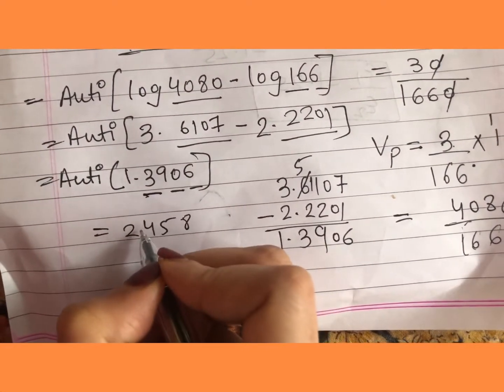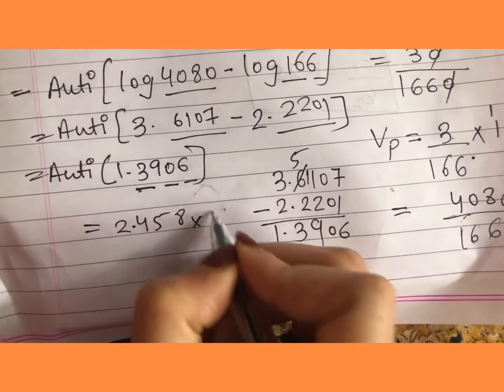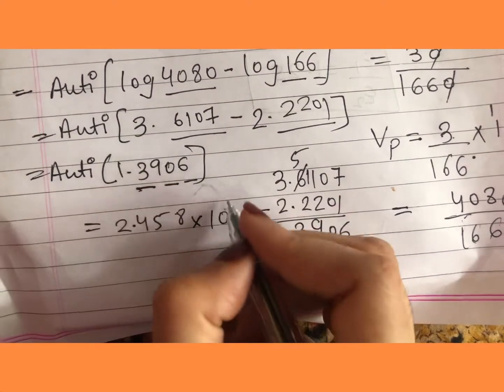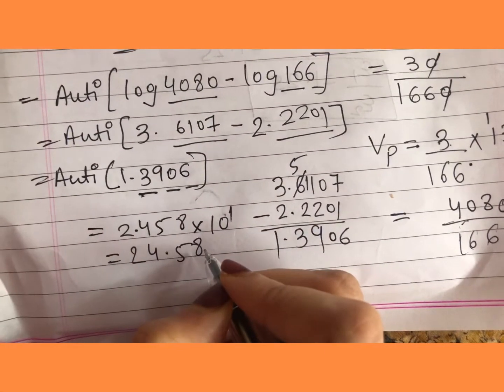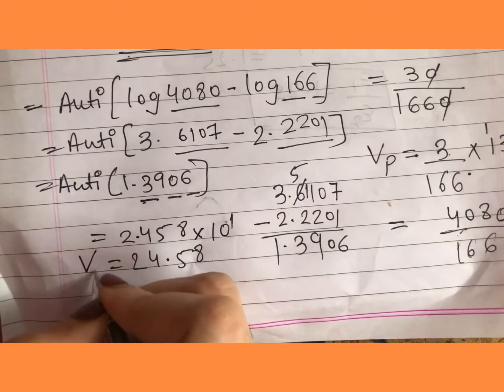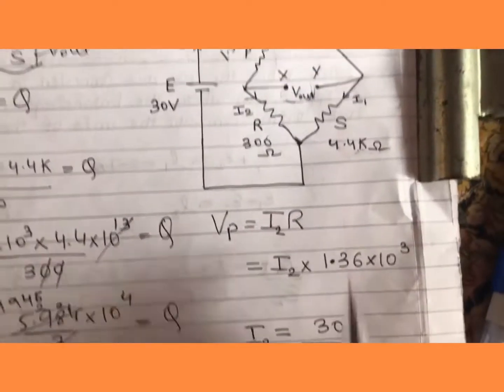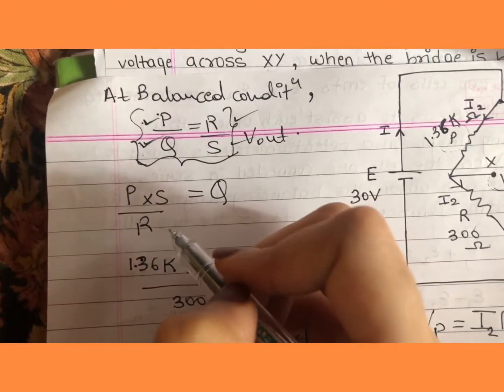2458. First digit के बाद point into 10 raised to whatever number we have before point, that is 1. So this becomes 24.58 potential difference across resistor P. Okay, now potential difference across resistor P is being calculated. Now potential difference across resistor Q.